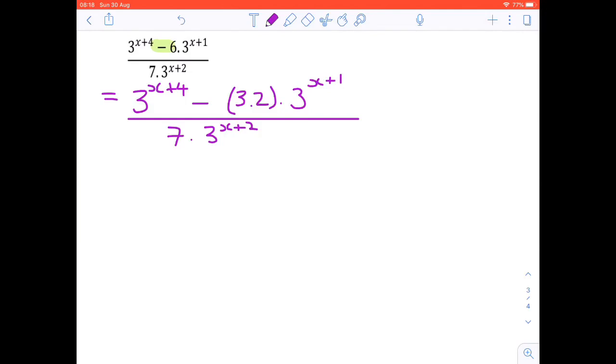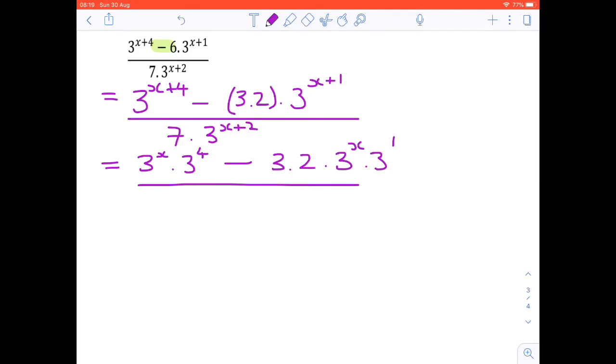The next step is to break everything down into single exponents. That equals 3 to the x times 3 to the 4 minus 3 times 2 times 3 to the x times 3 to the 1 over 7 times 3 to the x times 3 squared.